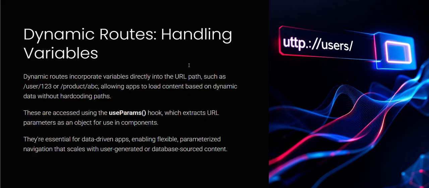A static route always renders the same component. Dynamic routes render different content depending on the ID, and these are assigned using the useParams hook, which extracts URL parameters as an object for use in components. They are essential for data-driven apps, enabling flexible, parameterized navigation that scales with user-generated or database-sourced content.